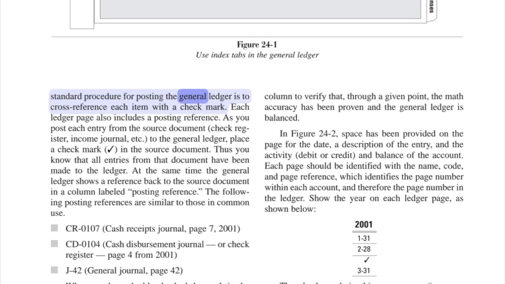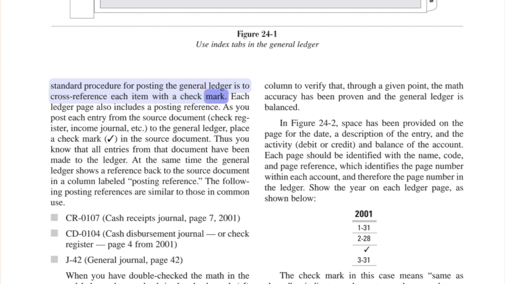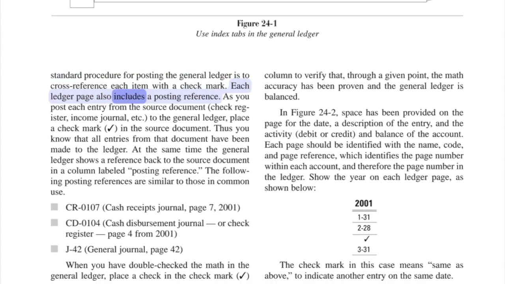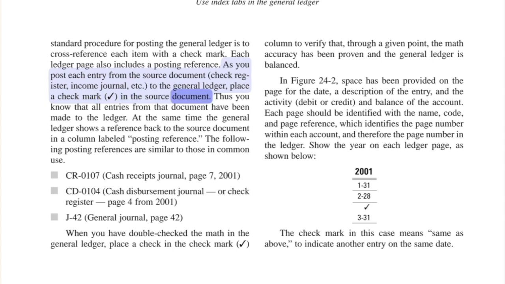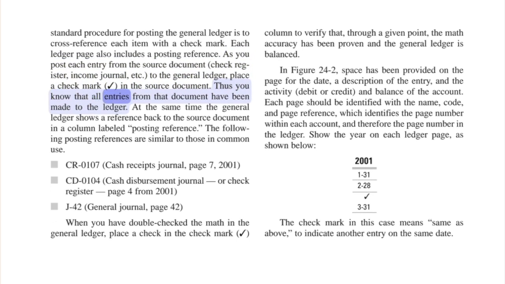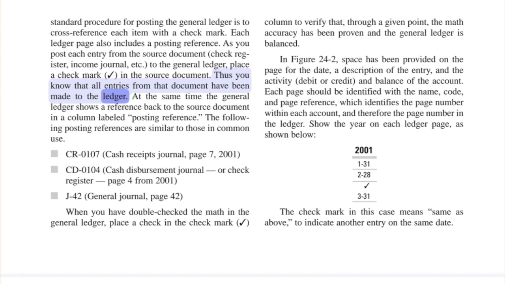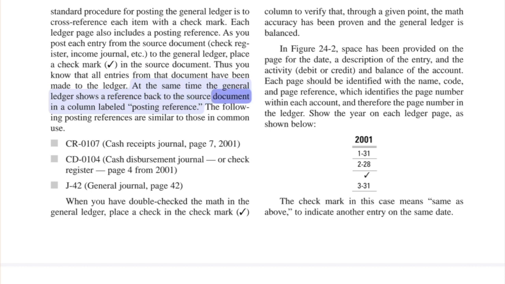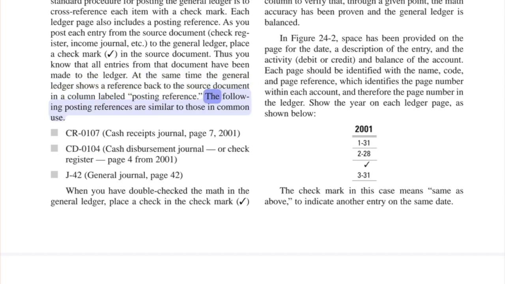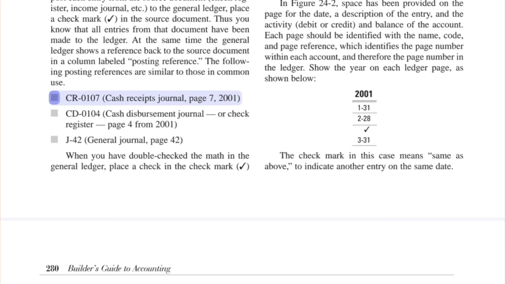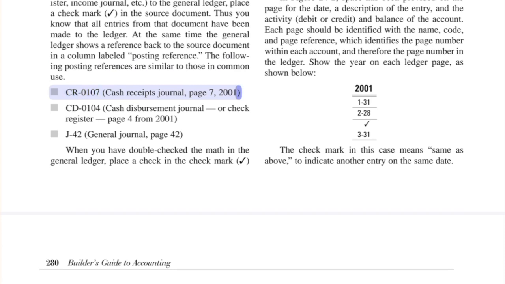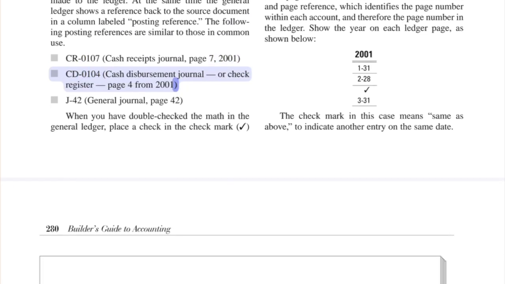Standard procedure for posting the general ledger is to cross-reference each item with a check mark. Each ledger page also includes a posting reference. As you post each entry from the source document to the general ledger, place a check mark in the source document. Thus, you know that all entries from that document have been made to the ledger. At the same time, the general ledger shows a reference back to the source document in a column labeled Posting Reference. The following posting references are similar to those in common use: ACR 0107, ACD 0104, J42.